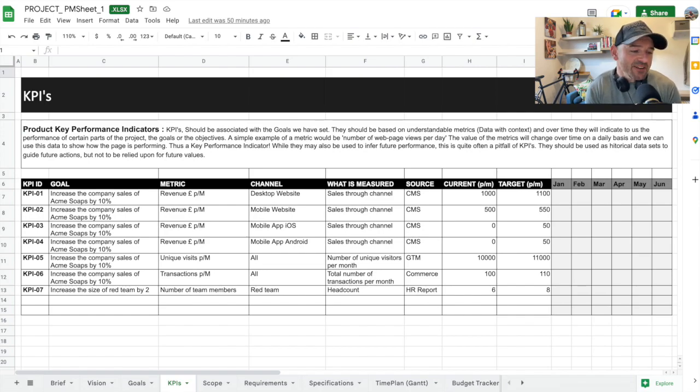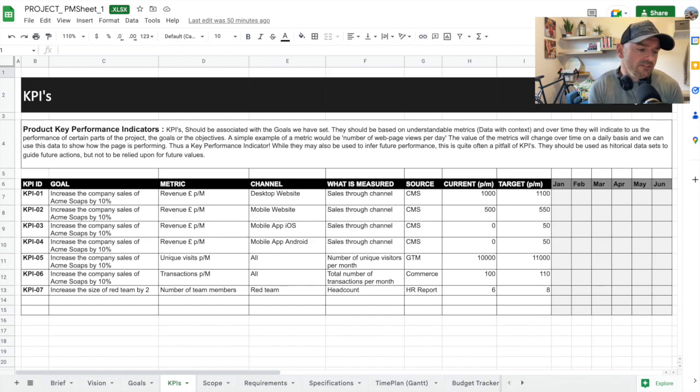The metric is just essentially the number, the data that we're tracking. So here we've got revenue in pounds per month. Again, trying to be as specific as possible so we know what we're tracking and what we're not tracking. The channel is the area really that we're looking to track. I've broken this one down across desktop, mobile web, and mobile iOS and Android apps. But we could break it down even further if that's what the project calls for, or we could keep it quite high level.